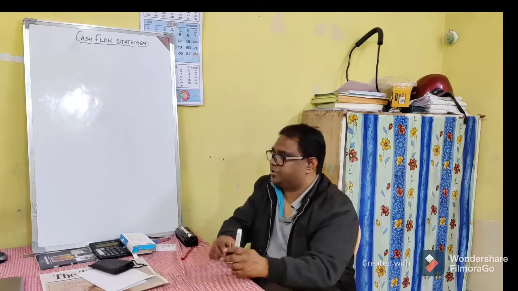To find the net cash from operating activity, first of all we have to find out the net profit before tax. So how to find out net profit before tax? The profit during the year. If the profit during the year is given, it's okay, you can write the net profit during the year.